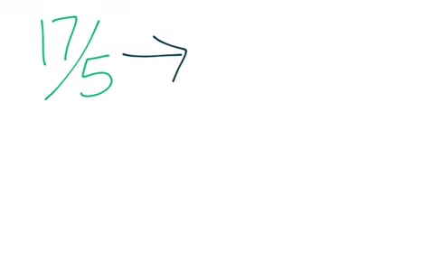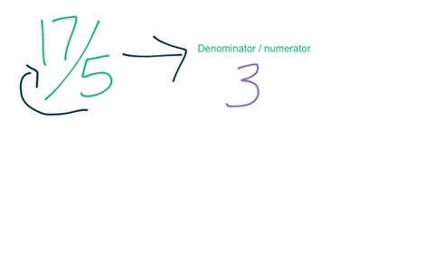Now if we go the other way, if we have 17 over 5 and we need to turn that into a mixed number, okay, we're going to do the reverse. So when we do a mixed number to an improper fraction, we multiply, which means when we're going from an improper fraction to a mixed number, we're going to divide. So the first thing we do is we see how many times our denominator can divide into our numerator. So if I put 5 into 17, I know that that can go in 3 times, okay?